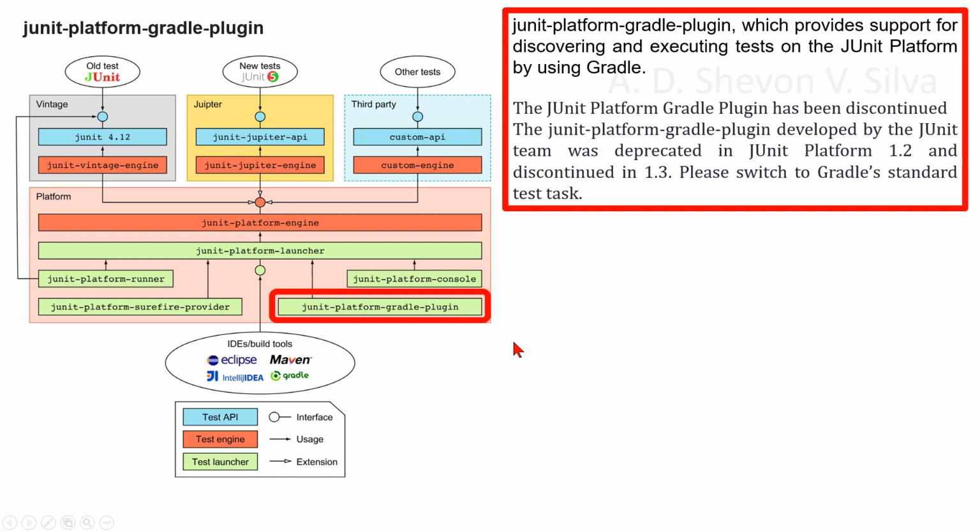Now we are focusing on JUnit Platform Gradle plugin. The JUnit Platform Gradle plugin provides support for discovering and executing tests on the JUnit platform by using Gradle. The JUnit Platform Gradle plugin has been discontinued. It was developed by the JUnit team, deprecated in JUnit Platform 1.2 and discontinued in 1.3. Please switch to Gradle standard test task.